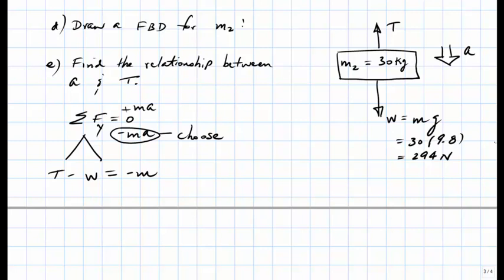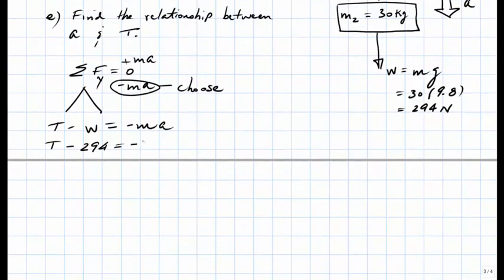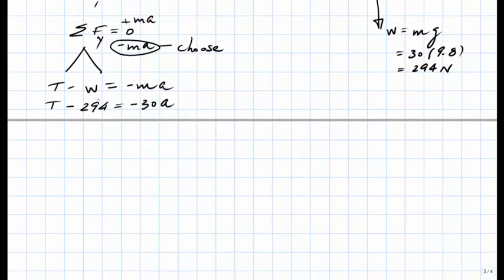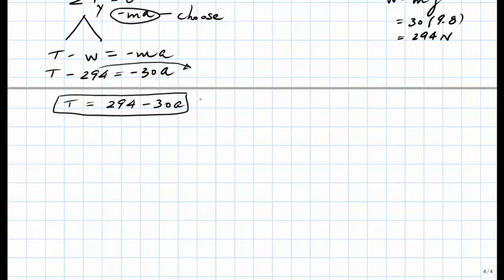And there's our guiding equation. So from this we have the tension minus 294 equals minus ma. In this case the mass equals 30. And the best we can do right now is to clean up this equation by transferring the 294 to the other side. If we do that, the equation becomes positive 294, right? Because we have to change the sign, minus 30a. That's as far as we can take this. And so we'll place this result in a box and call this equation number 2.